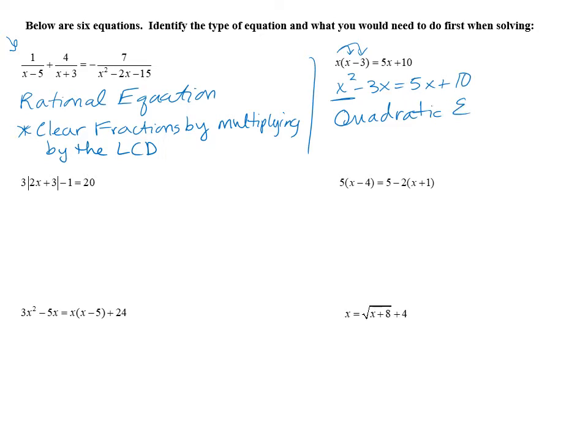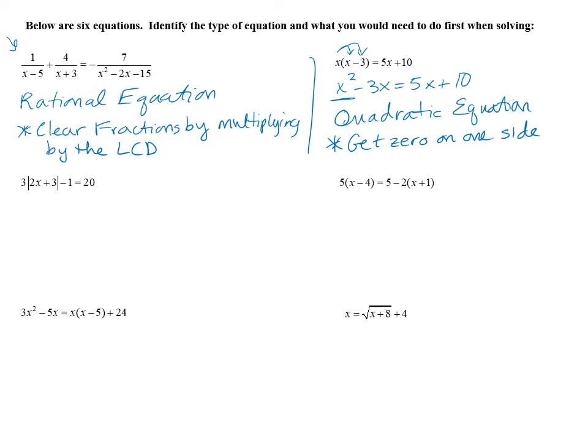With quadratic equations, the most common ways to solve them is to use either factoring or the quadratic formula. Both of those techniques require that you get 0 on one side. So your first step generally in solving a quadratic equation is to get 0 on one side, so that you can either factor the other side, or if factoring doesn't work, you can use the quadratic formula.